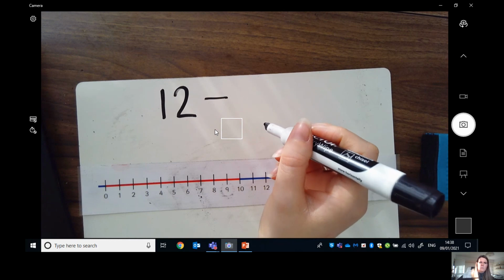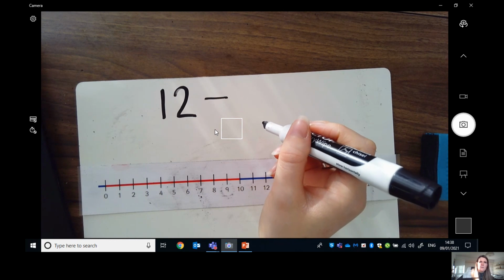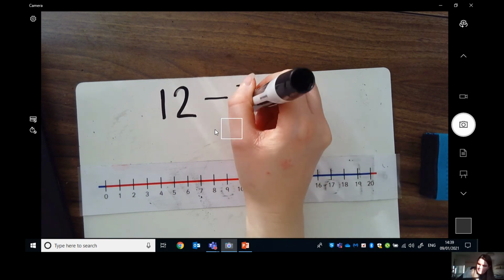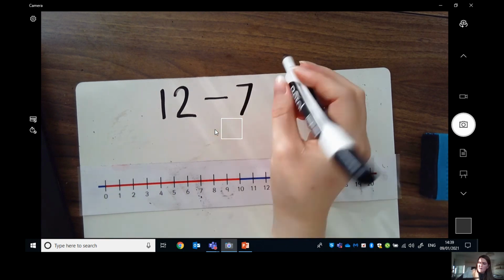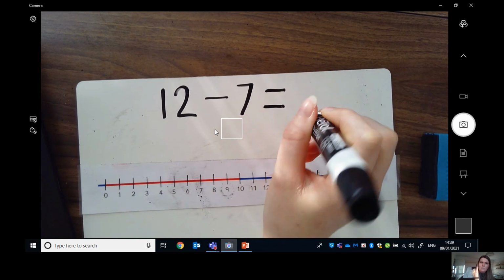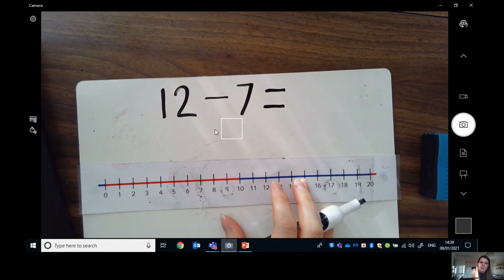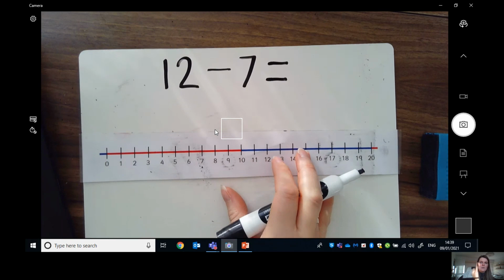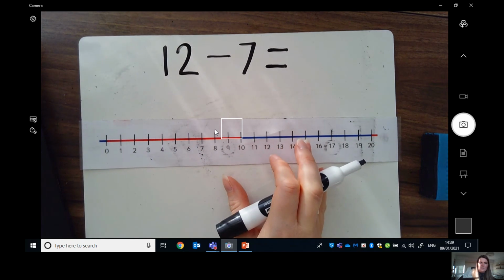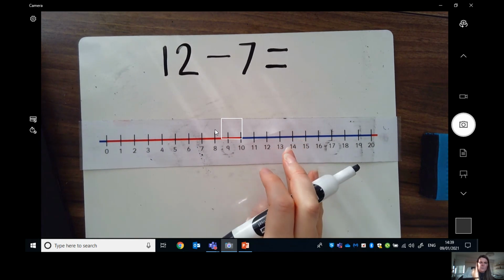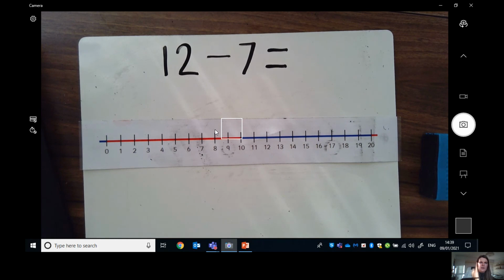12 snowflakes were on my glove. 7 melted away. What number are we subtracting? 7. Absolutely. So our sum looks like this: 12 minus 7. All right, you're going to have a go. See if you can solve the riddle. There were 12 snowflakes on my glove. 7 melted away. How many were left?